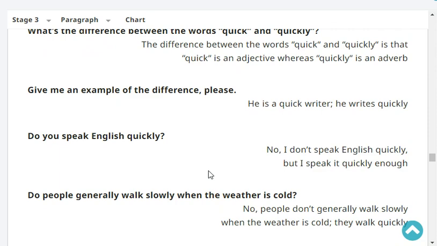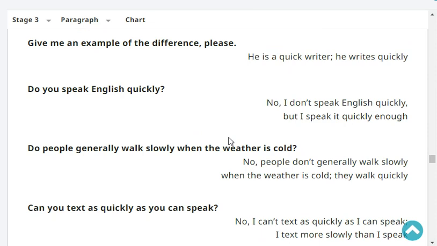No, I don't speak English quickly. But I speak it quickly enough. Do people generally walk slowly when the weather is cold?